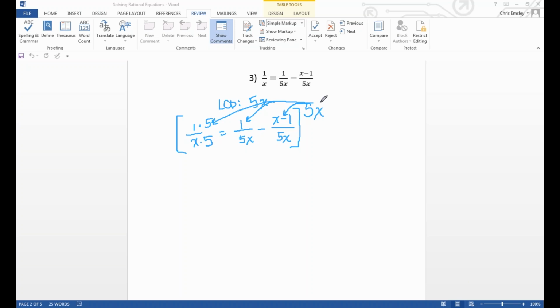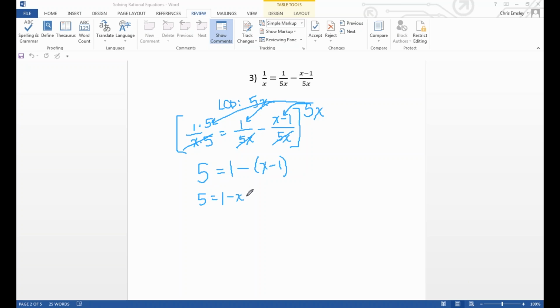with all those denominators. That 5x is going to cancel with this 5x, and I'm left with just 1 times 5, which is 5. The 5x cancels with this 5x. I'm left with just 1. Don't lose that minus sign. That stays in there. The 5x cancels with this 5x, and I'm left with x minus 1. This is a much easier equation to solve. You can see we have cleared out the fractions.